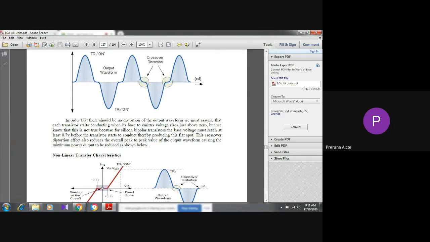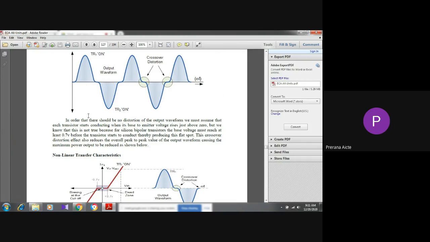For the ideal case, it is okay. It is possible. For an ideal transistor, the cutting voltage is 0 volts. But practically, it is not possible. For silicon, the conducting voltage is 0.7 volts. Only if the input voltage reaches 0.7 volts does it start conducting. So before 0.7 volts, it will be in an off condition. So definitely, there is crossover distortion in class B.